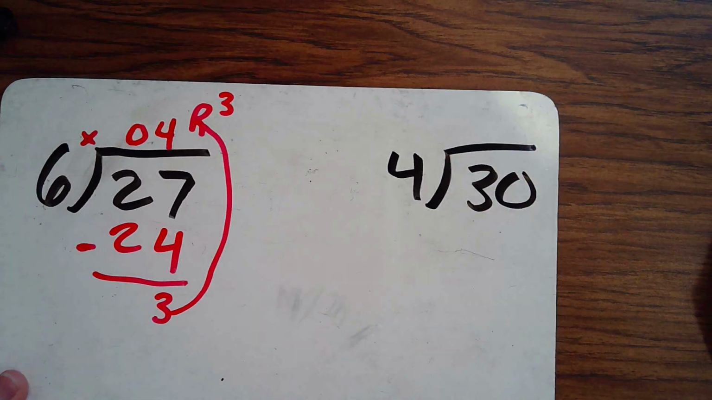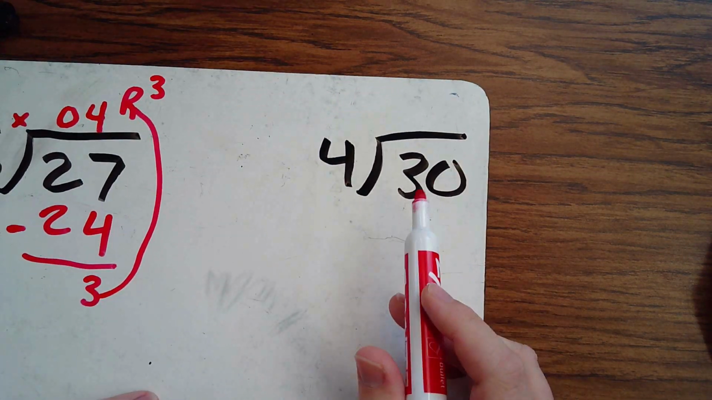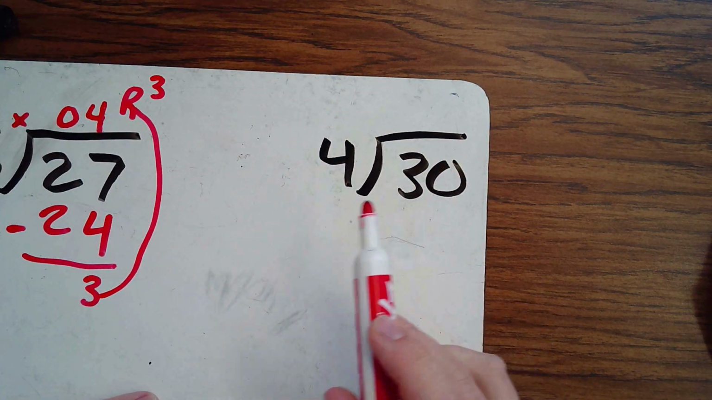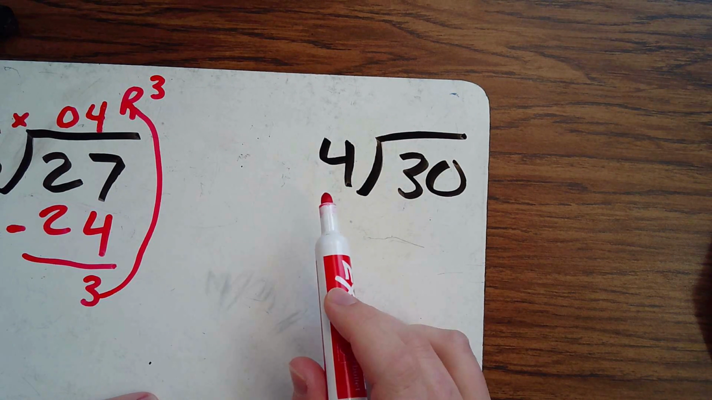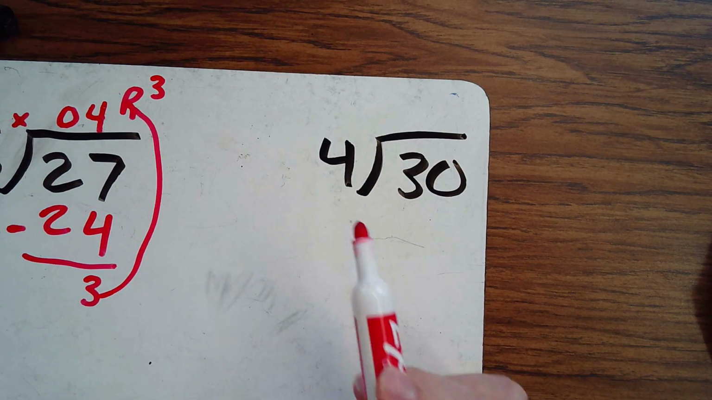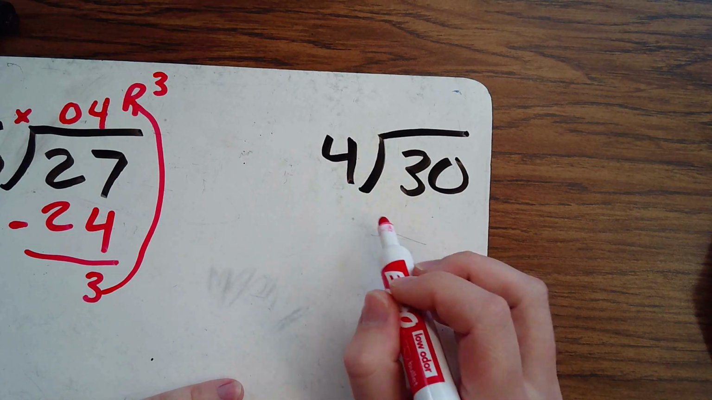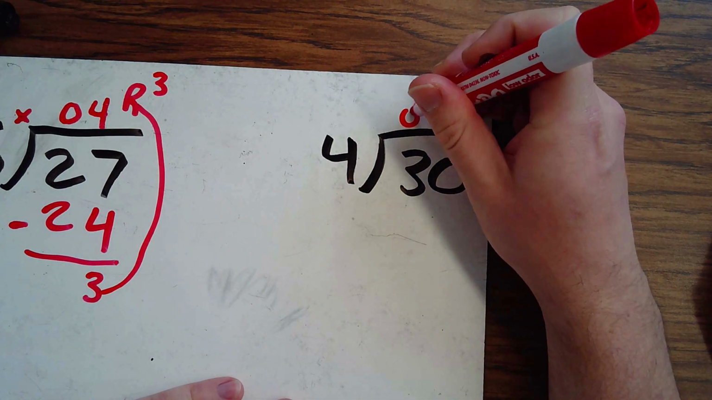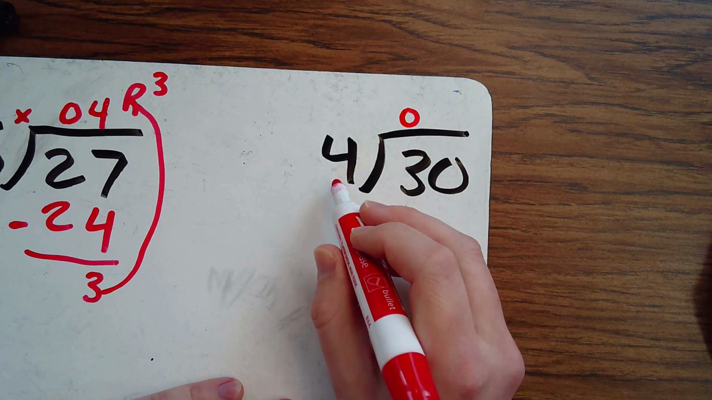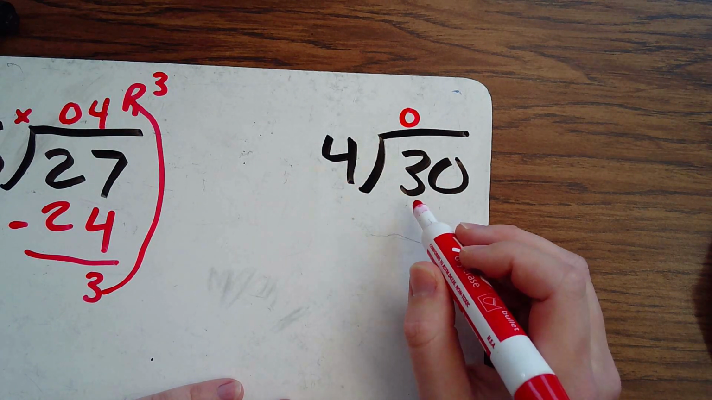Okay, let's take a look at this next one. Same thing. You have 30 cookies and 4 friends. How many cookies does each friend get in an equal group? So how many times does 4 go into 3? 0, because 4 is bigger than 3. So we're going to put our 0 there. And then we look at how many times does 4 go into 30.